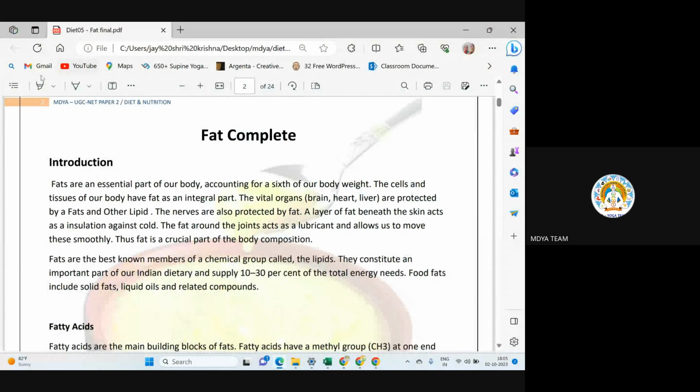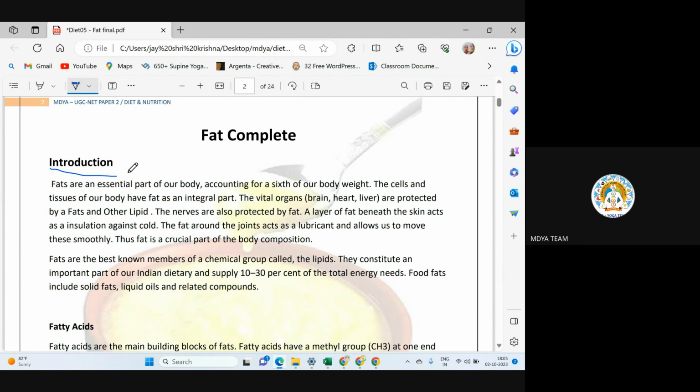Okay. So today we will try to complete this fat. We will discuss the introduction of fat, types of fat, metabolism of fat, and digestion of fat. So indirectly we are covering two or three units together. Then we will not need to complete unit three again, unit four again. We are directly covering all the units together, and we are trying to cover all the similar topics at once.